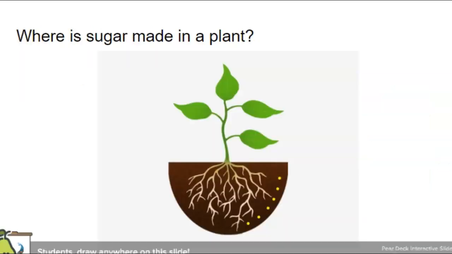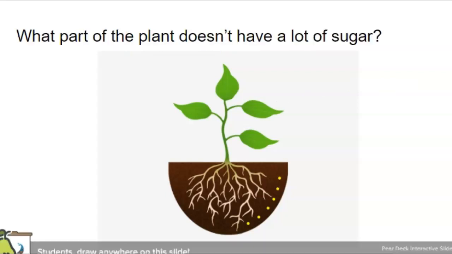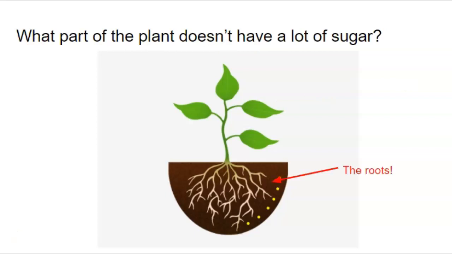So if we take a look at this picture, where is sugar made in a plant? I just told you. It is made in the leaves. And then my next question for you, what part of the plant doesn't have a lot of sugar? This would be the roots, or you could also say the stem, but the stem is also greenish, so it does have some chlorophyll in it.